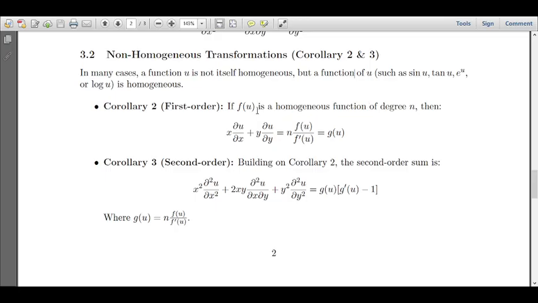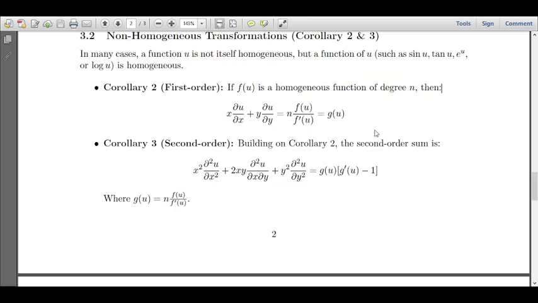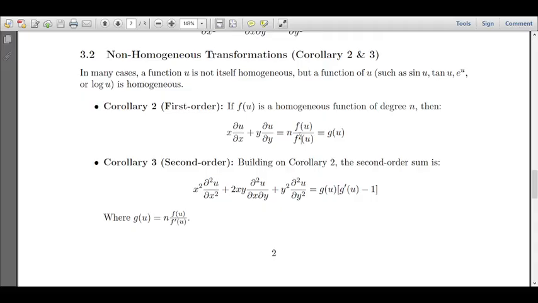So what is that? If u is itself not homogeneous, but it can be expressed as a function of u equal to f of u, and if that f of u is a homogeneous function of degree n, then x ∂u/∂x + y ∂u/∂y equals what? n, the degree of the homogeneous function, multiplied by f of u divided by f dash of u. f dash of u means the first derivative of f of u.